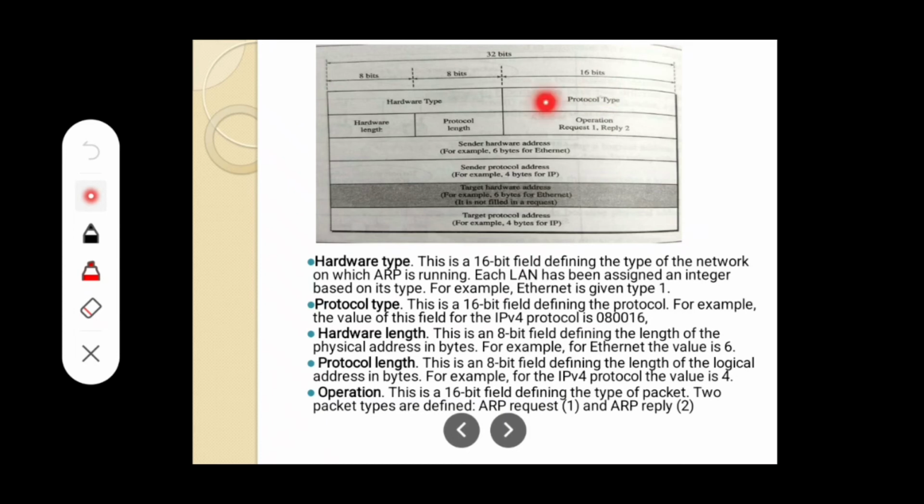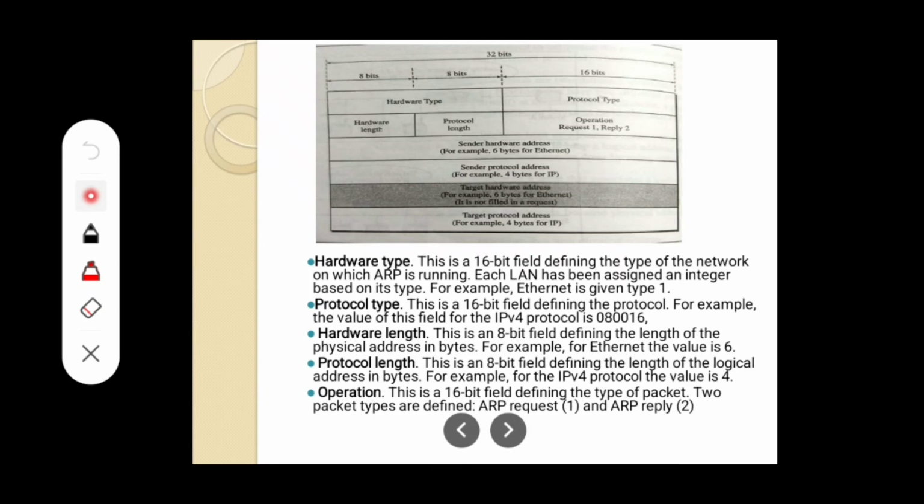IP has two versions, there is IPv6 as well. If we are using IPv6, we will write IPv6. That is the protocol type. The type of network that we are using is represented here. Both are 16 bits.